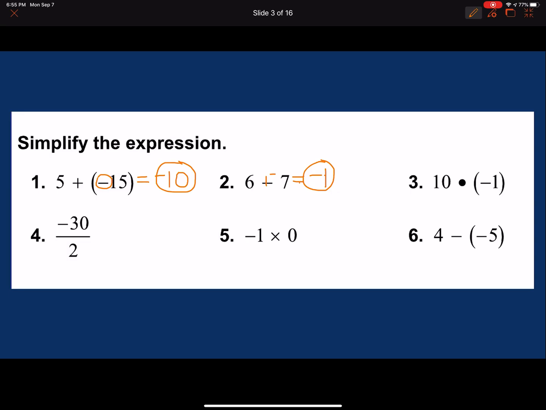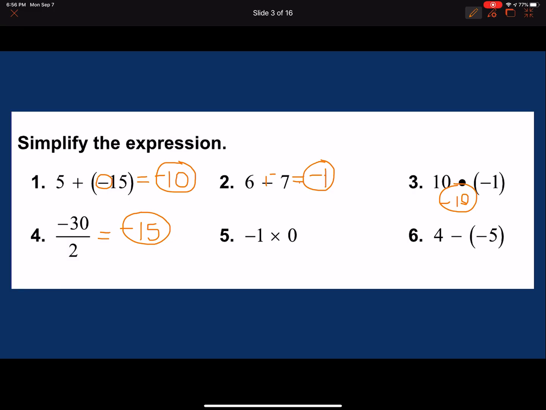Number 3, 10 times negative 1. When you're multiplying different signs, you get a negative value. So negative 10. Number 4, multiplication and division. You have different signs, making this a negative. And 30 divided into groups of 2 is 15. So we have negative 15.